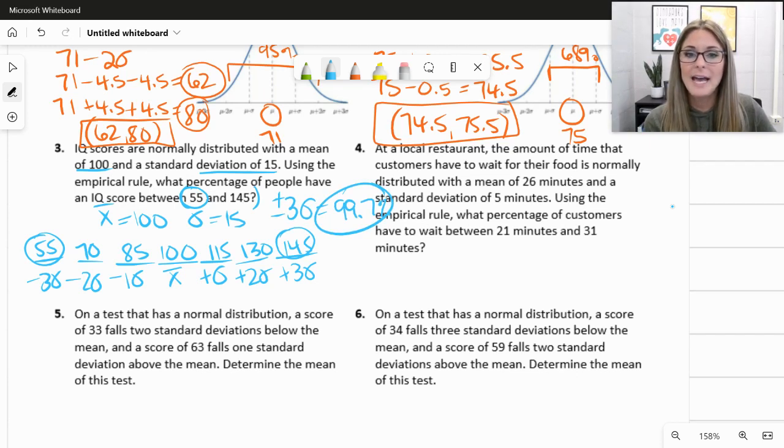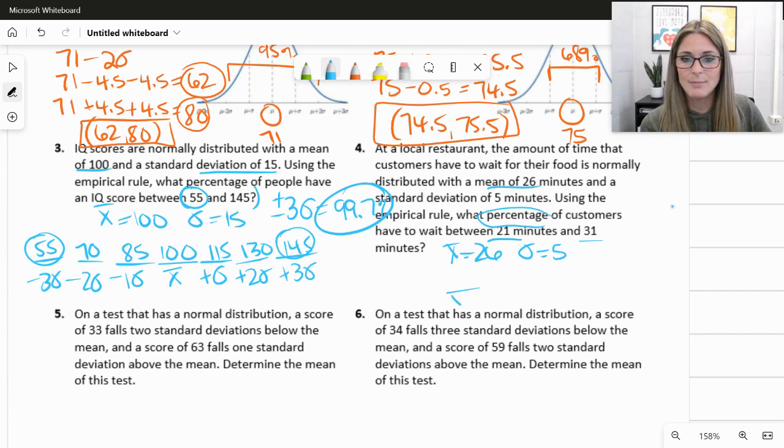Let's try a similar question. Number 4, at a local restaurant, the amount of time that customers have to wait for their food is normally distributed with a mean of 26 and a standard deviation of 5 minutes. Using the empirical rule, what percentage of customers have to wait between 21 and 31 minutes?